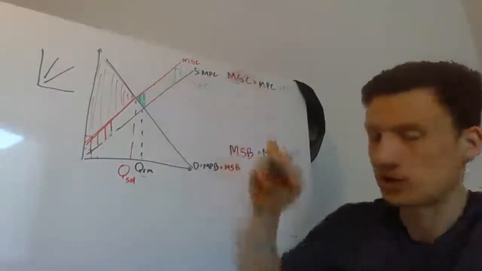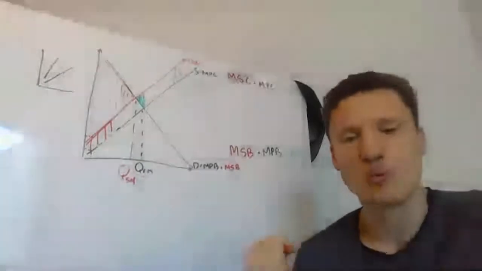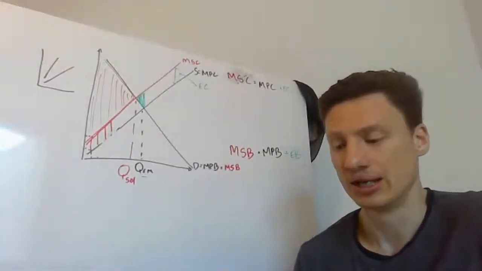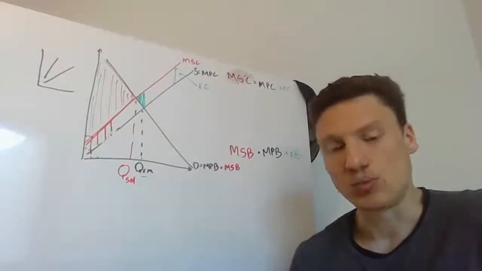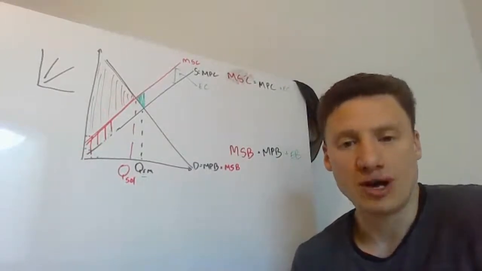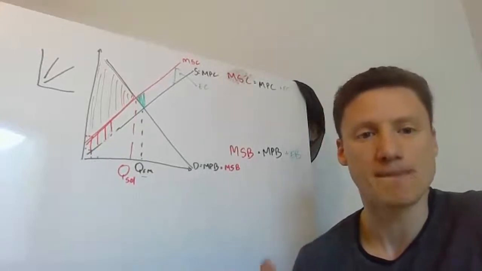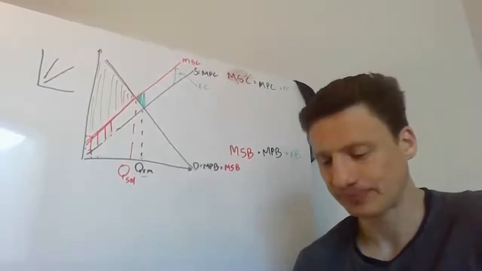And so we can draw this triangle there, which represents the welfare loss. Okay, there is actually a welfare loss to society of producing those units. It's a waste of resources. It's an over allocation of resources. It's an inefficient allocation of resources. It is a market failure.